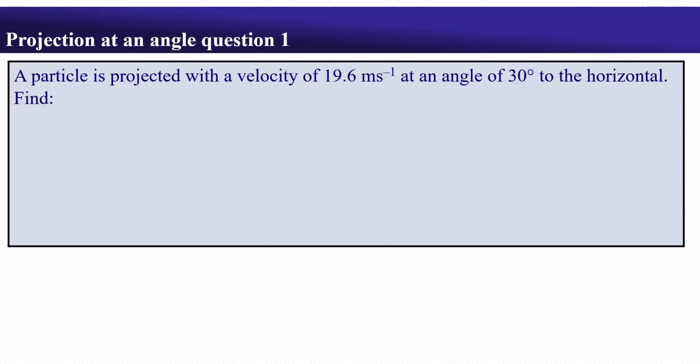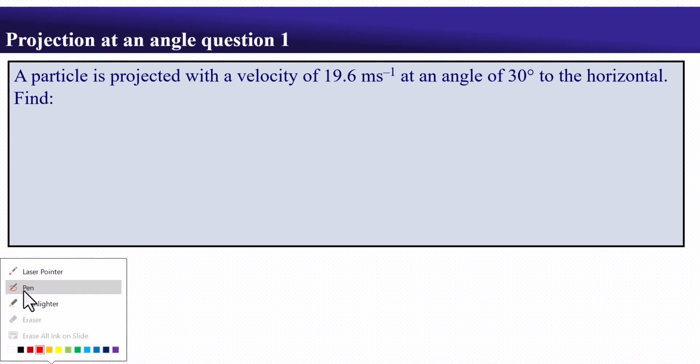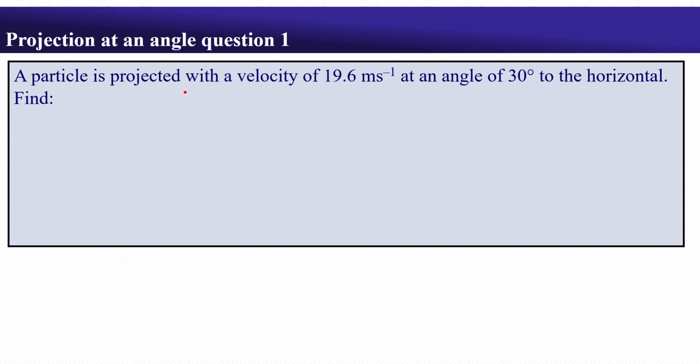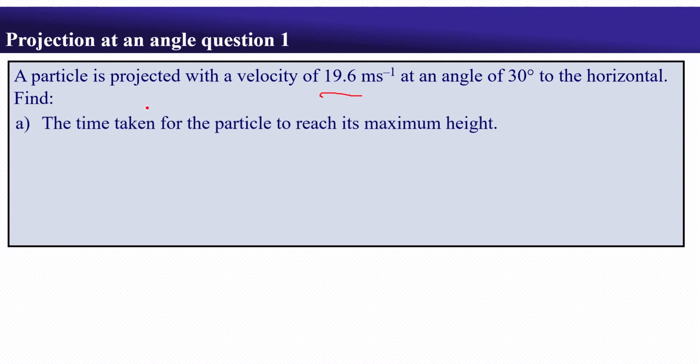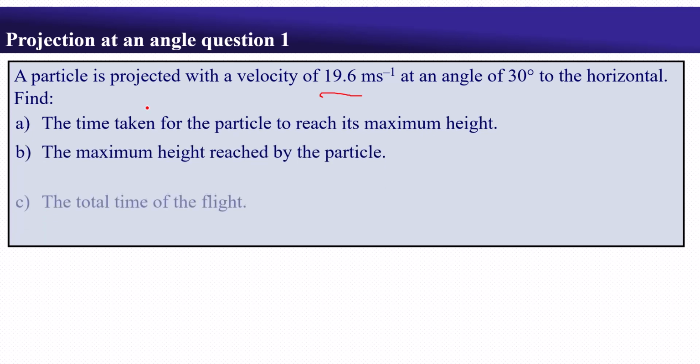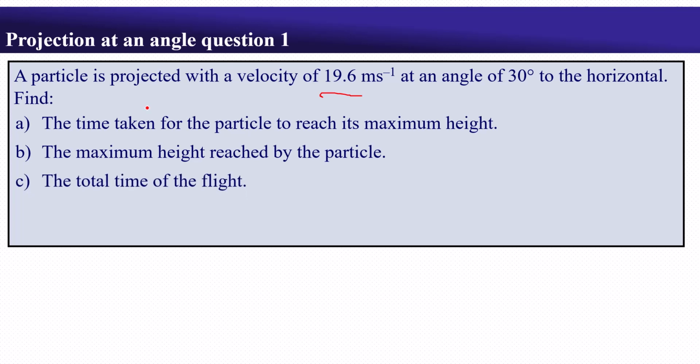So here we have our question 1, and it says that a particle is projected with a velocity of 19.6 meters per second at an angle of 30 degrees to the horizontal. Find a, the time taken for the particle to reach its maximum height, then b, the maximum height reached by the particle, c, the total time of flight, and then d, the horizontal range of the particle.